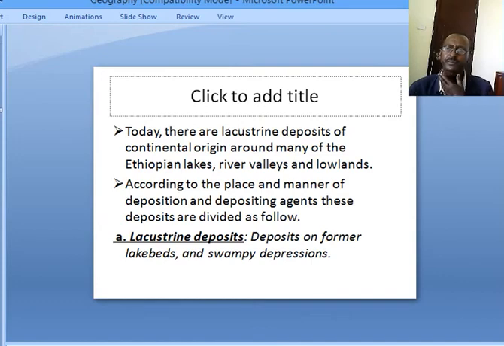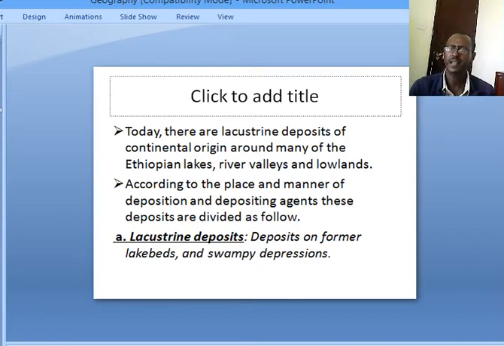Today, there are lacustrine deposits of continental origin. Okay, lacustrine refers to sea areas around many of the Ethiopian lakes, rivers, valleys, and lowlands.